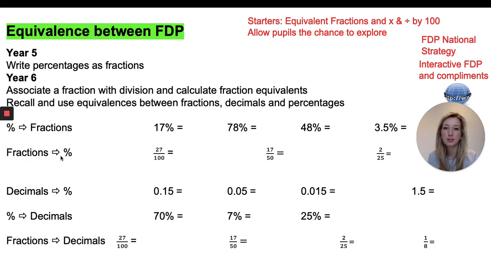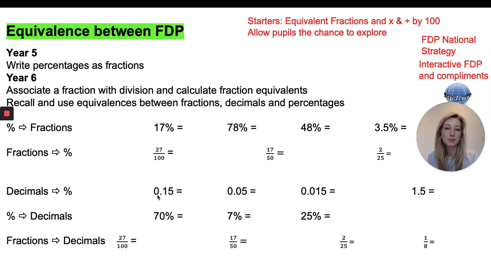Also, fractions to percentages, 27 out of 100 is going to be your 27%. So see if you can change those denominators, expand those to 100. Remember what you do to the bottom, you've got to do to the top of those fractions. Here we have decimals.